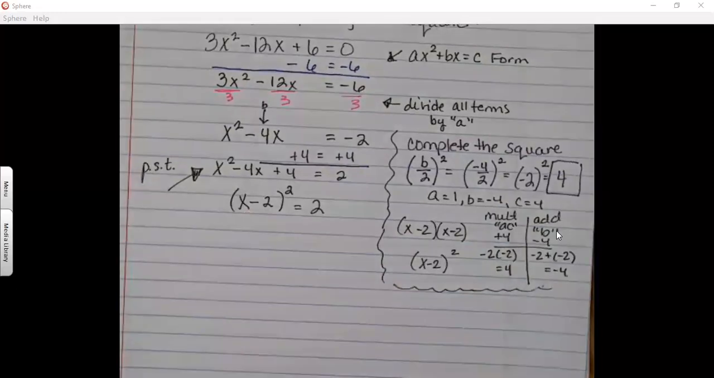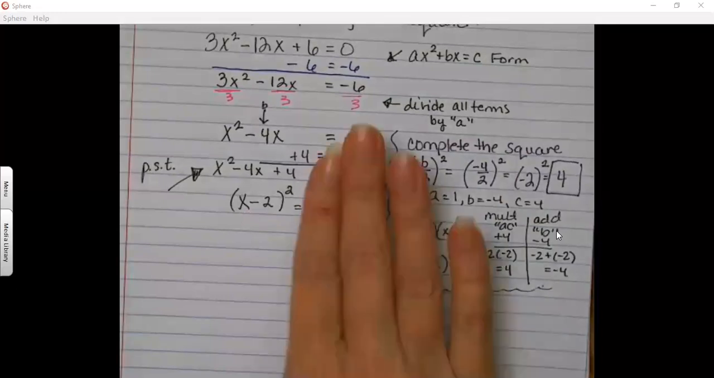That's when we're factoring. We're not factoring the right side. Okay? So completing the square, different steps. We're only looking at the left side, and that's all we're factoring.